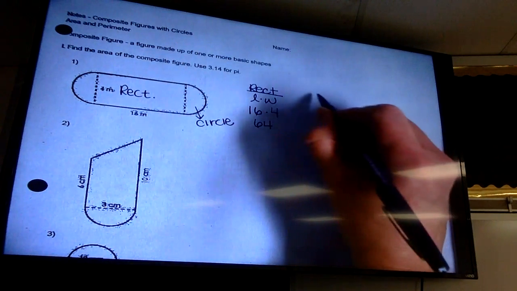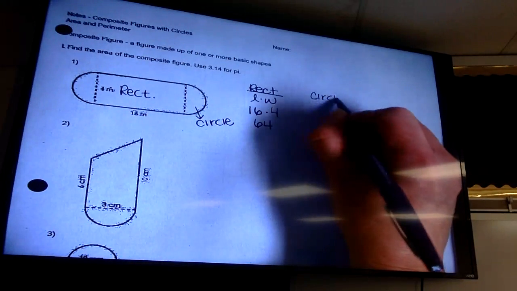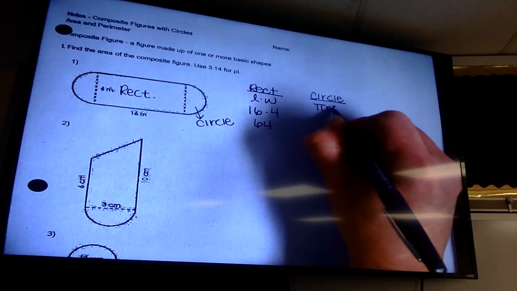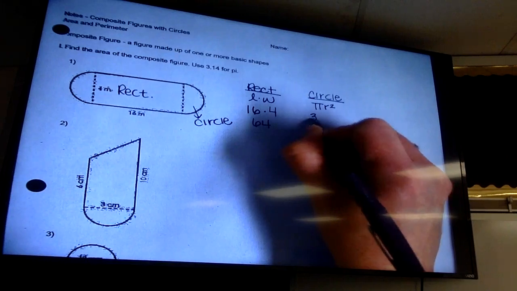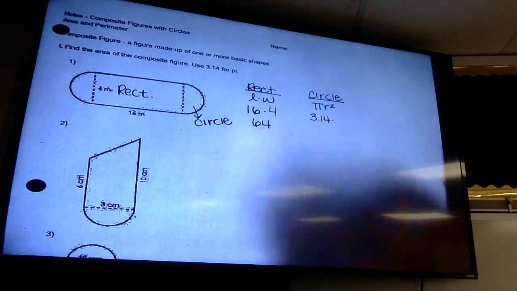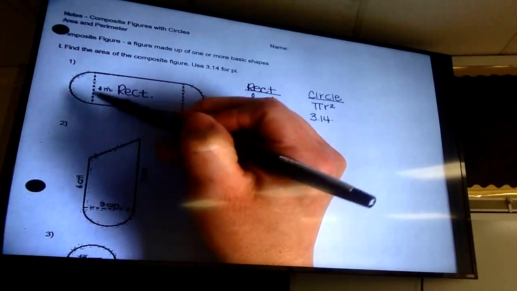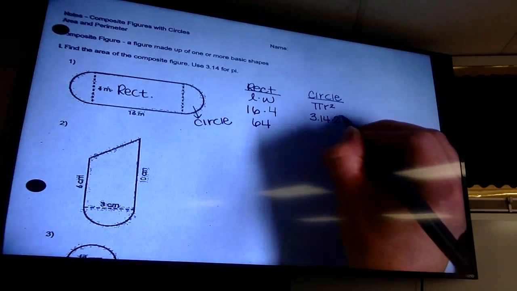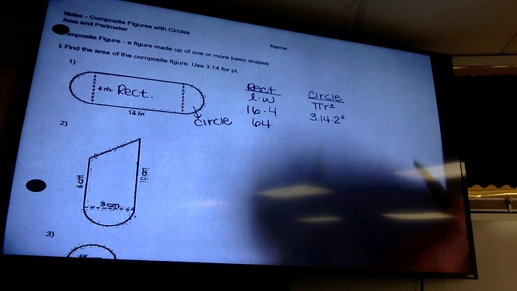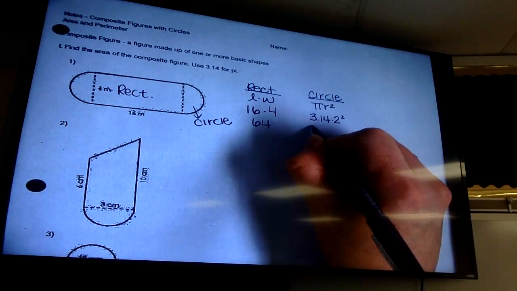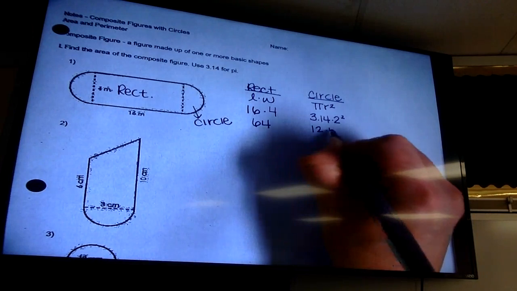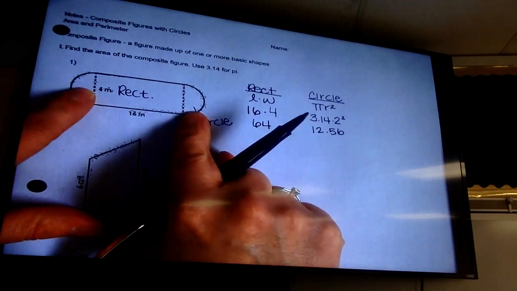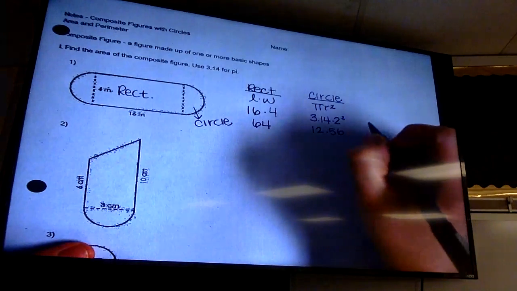And then for my circle, I'm over here, I'm going to write circle. I'm going to write my formula. Area of a circle formula is pi r squared. I'm going to substitute in what I know, 3.14 times the radius. Now, I know the diameter is 4, which means my radius is 2 squared. I'm going to put that in my calculator, and I find out the area of my circle is 12 and 56 hundredths. And again, I did a full circle because I know two semicircles come together to form one circle.